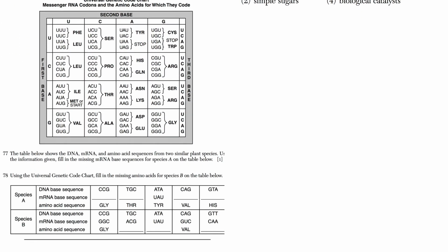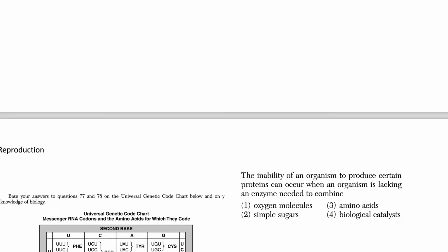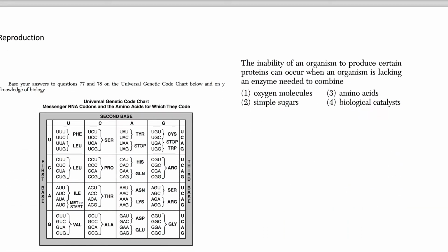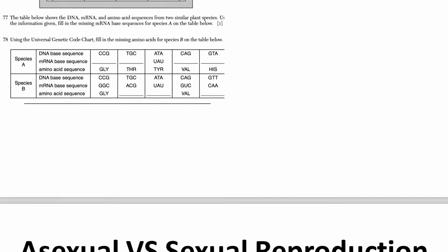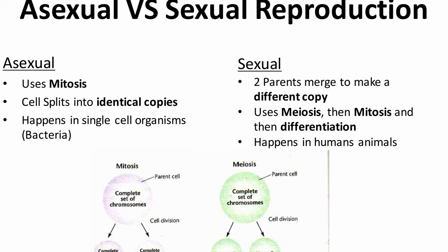Okay, and then there's another one if anyone wants more fun in the sun. The inability of an organism to produce certain proteins can occur when an organism is lacking an enzyme to combine amino acids, right? Okay. Asexual versus sexual. Okay, so this is somewhat hard.